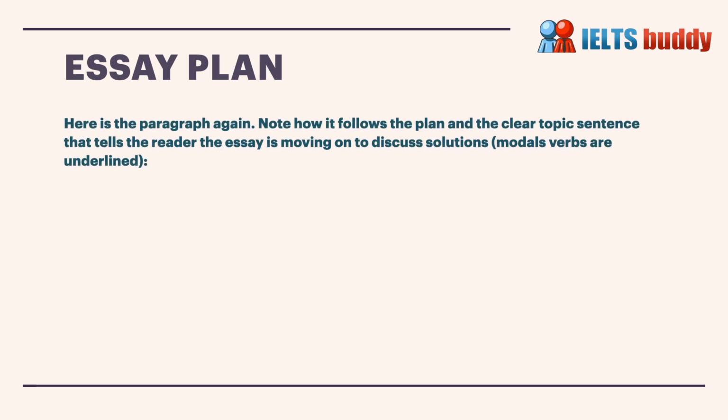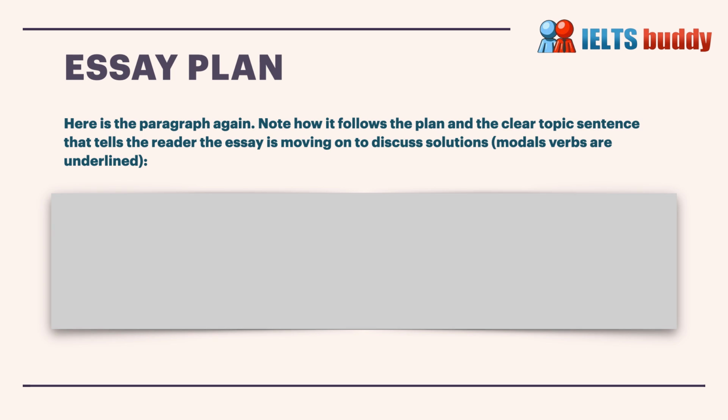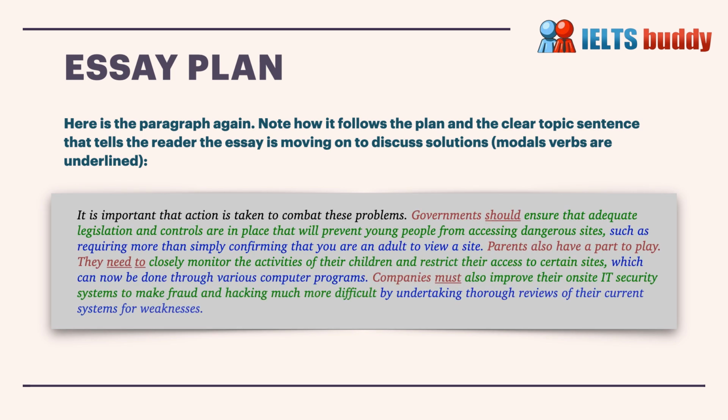So here is the paragraph again. Note how it follows the plan, and the clear topic sentence that tells the reader the essay is moving on to discuss solutions, and the modal verbs are underlined. So here you've got your topic sentence: it's important that action is taken to combat these problems. Then you can see in red the groups and the modal verbs, in green what the ideas are, and in blue the explanations.